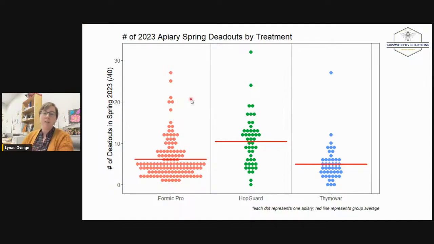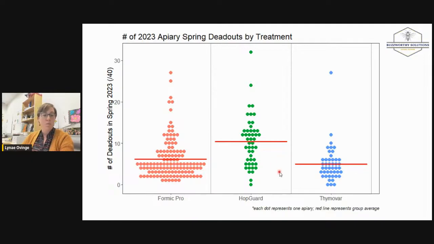Each of these dots, I got to say, so researchers, when we normally give you results, we'll give you bar graphs. So each of these lines is an average, okay? This would normally be a bar, and this is a bar, and this is a bar. But I like to show all the data. Each of these is an apiary, a bee yard. So this green one here had something like 32 deads in it. This one for Thymovar was maybe something like 28. That way you can see all the data and really see the trends.